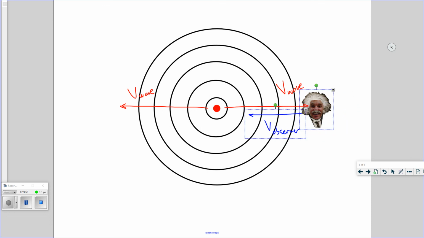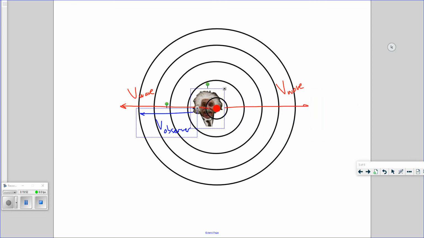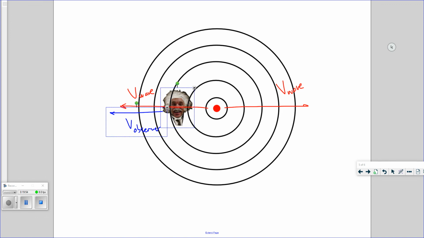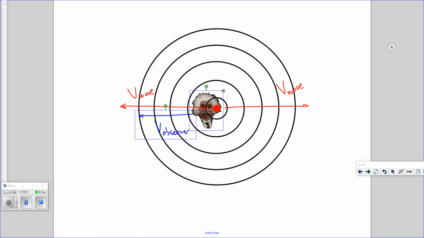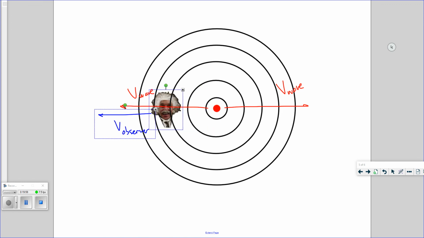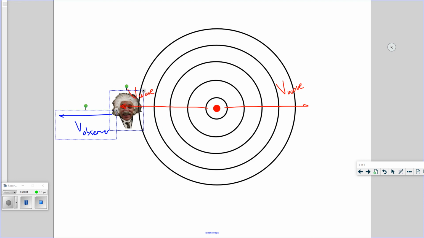And then if we're over here trying to catch up to those waves, well, we won't be faster than the sound waves, that's for sure. The waves will catch up to us, but we're moving away from them as they're trying to catch up, so they won't catch up to us as often as they would if we were standing still.